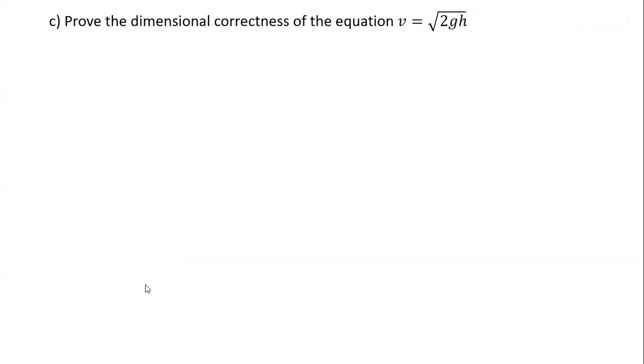The next question is asking us to prove this expression that has been given. Let me just read it again. It says, prove the dimensional correctness of the equation v is equal to square root of 2gh. In this one, I always tell people not to rush.